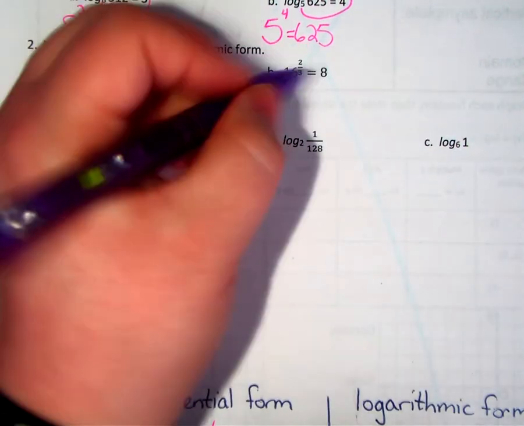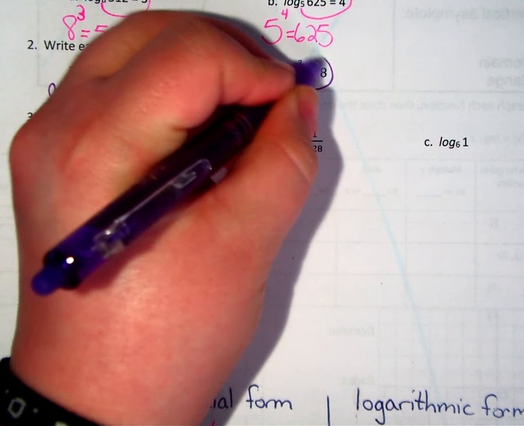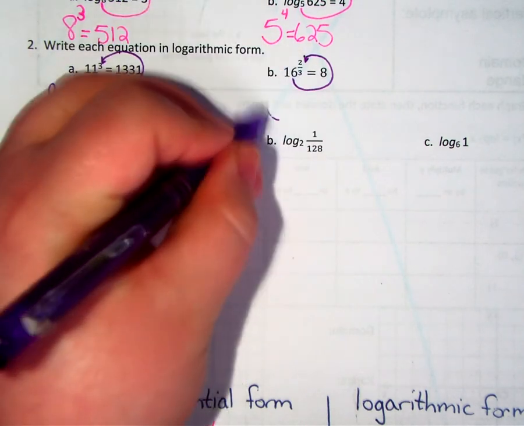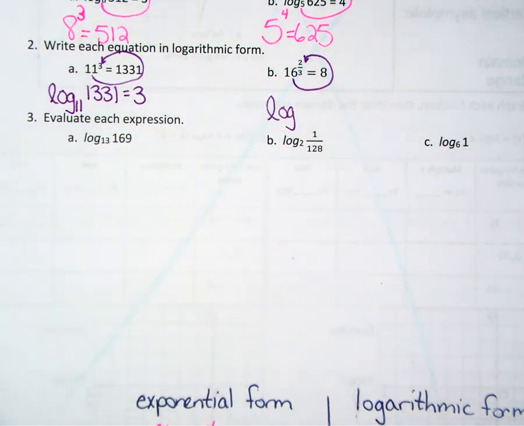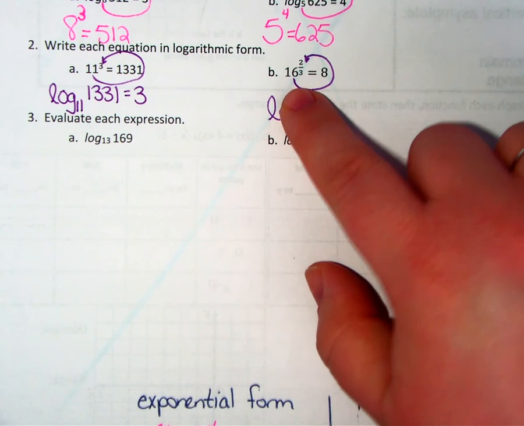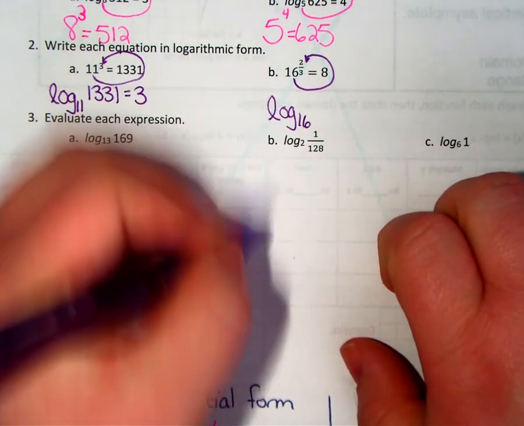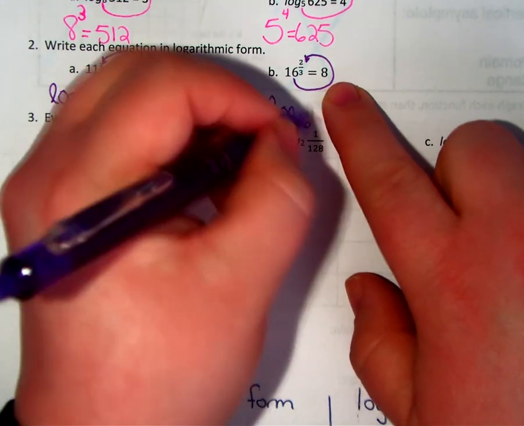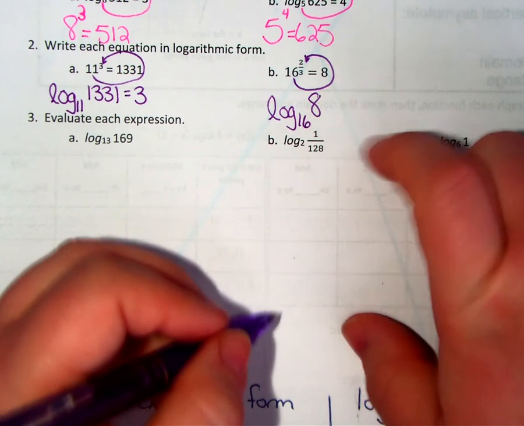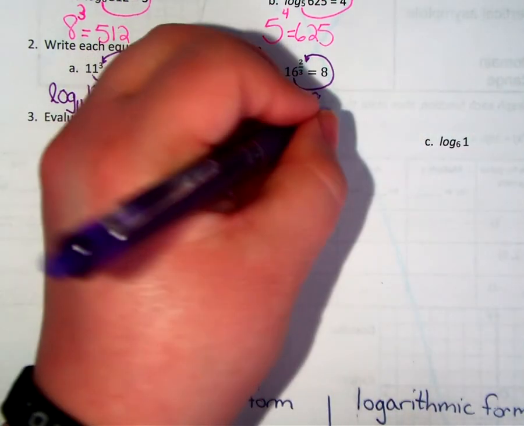Let's try it again. Base around the equal sign ends with a number. It's asking for logarithmic form. So log, there's my base. The next number that it crosses is 8. And it equals the number that it ends at.